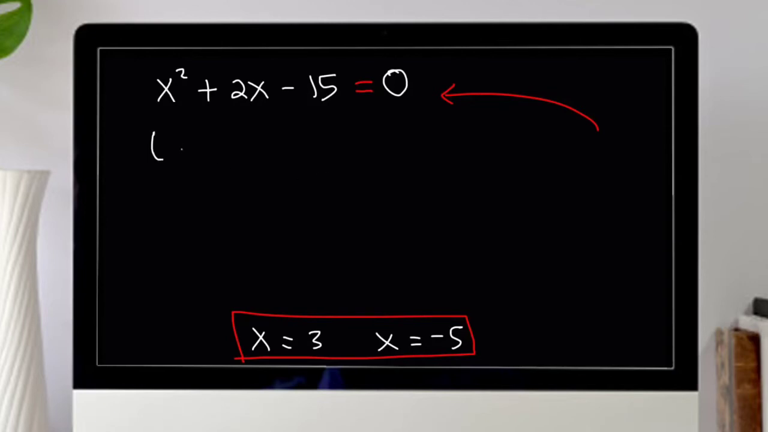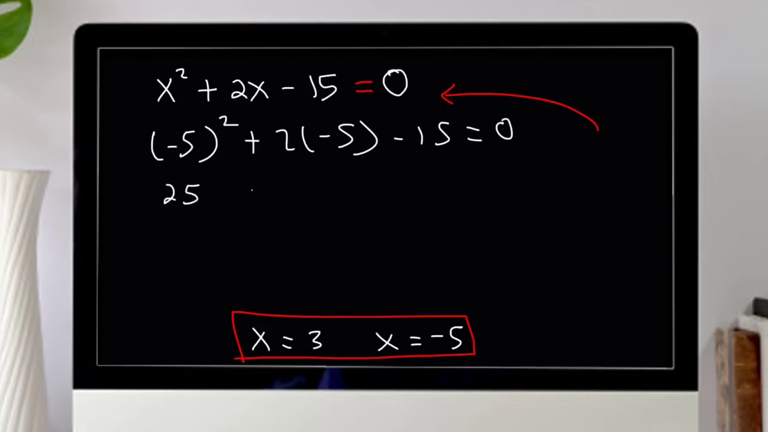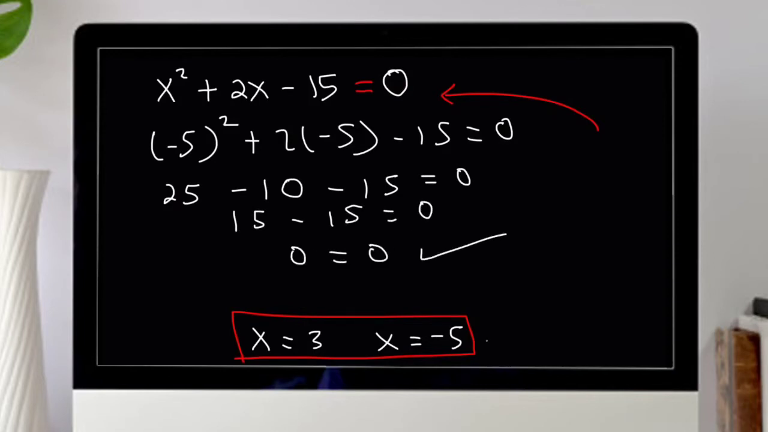Now, let's check the other answer. So let's replace x with -5. -5 squared, which is -5 times -5, that is equal to +25. 2 times -5 is -10, and 25 minus 10 is 15. And we're going to get 0 is equal to 0, so the second answer is indeed correct.